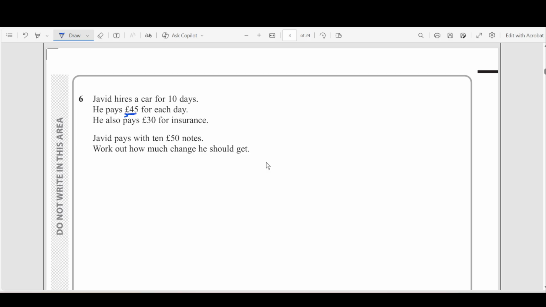So this is for each day and he hires it for 10 days. So to calculate total cost we need to times 45 with 10, right? So total cost is going to be 45 times 10. Why? Because this is for each day and he hires for 10 days. So 45 times 1 is 45. There is 1 0. So we put that.